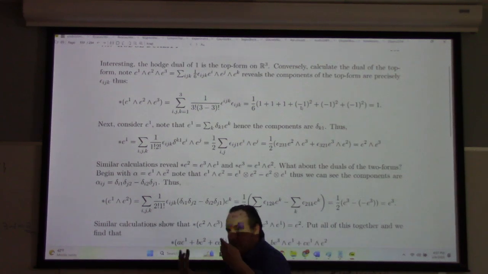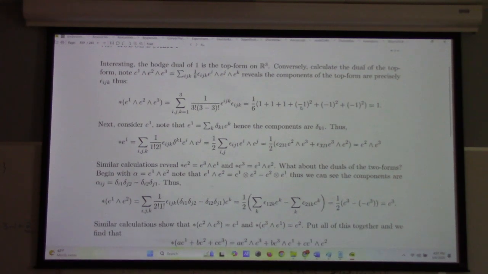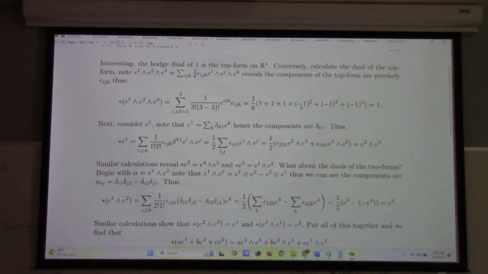But you can also achieve that by just writing it out: put the one you're trying to Hodge dual to the left, and then whatever's to the right is the Hodge dual. In Euclidean space, that procedure works for the basis, and then you extend linearly.